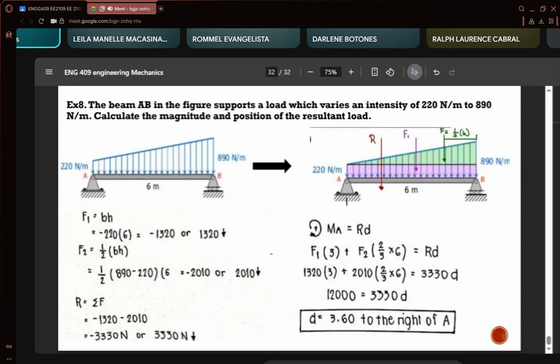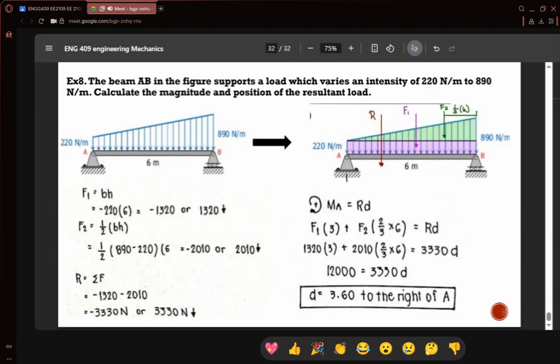Now this time let's do distributed load. For distributed load, the resultant will be the area of your figure or the area of the distributed load. Now we have a trapezoid here, so we will need to do it in two sections, the triangle one and the rectangle one.